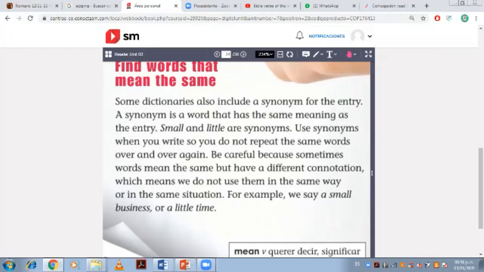It's a different word, but means the same. Son diferentes palabras, pero significan lo mismo.